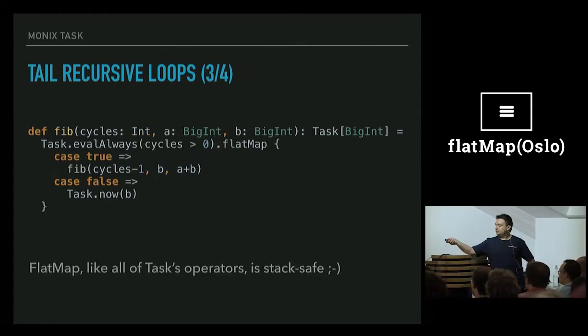But of course, we can also use flatMap, and on things like task and future, flatMap really is the operation that describes recursivity. And this is going to be tail recursive. It's going to use heap space instead of stack space. And it's going to use constant space, so it's efficient. It's not going to blow up.